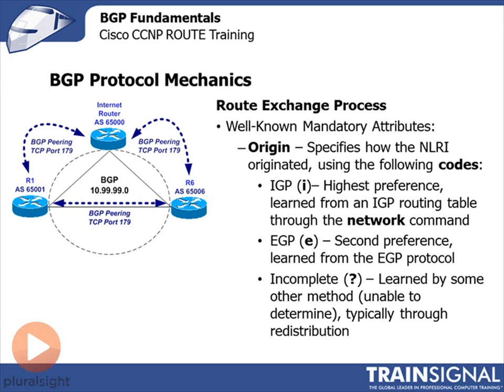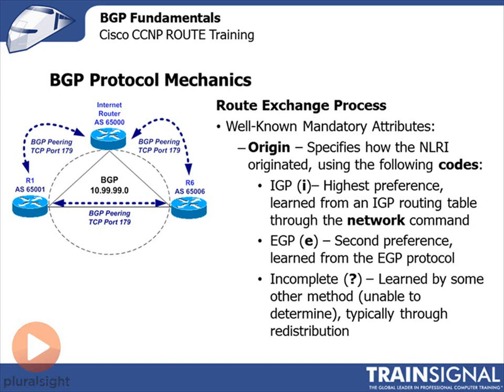This is the highest preference. It's always going to be the most preferred one of anything. And it means it was learned from an IGP routing table, but injected into BGP manually through the network command. The network command is one way of actually being able to announce routes within BGP.